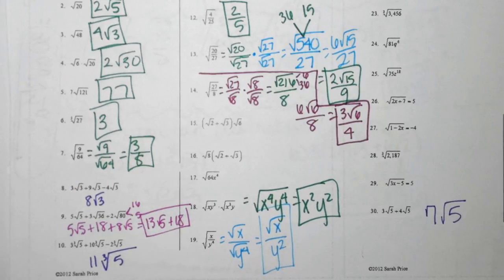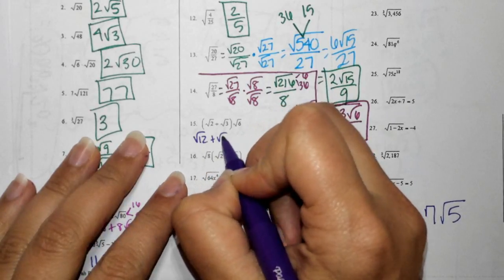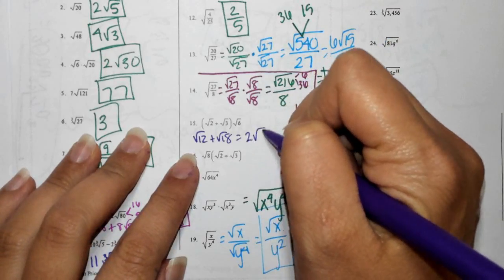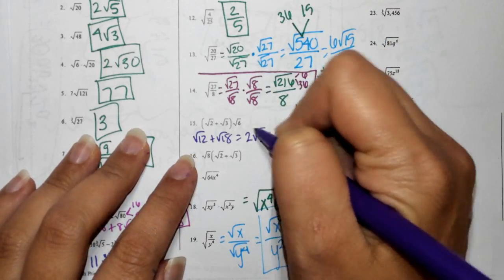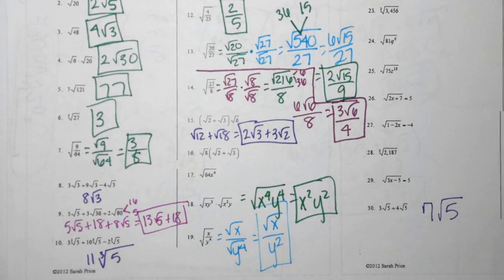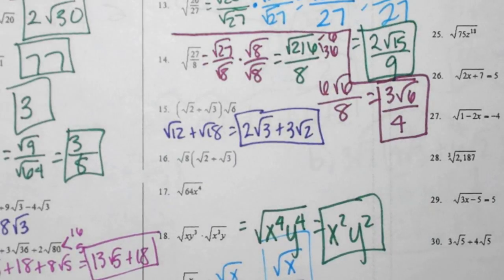Alright, so for 15, did you get root 12 plus root 18? And then you have to break that down, so that's 2 root 3 plus 3 root 2. Can you combine them? No, because they don't have the same radicand. They don't have the same number under the radical, so you can't combine them. Any questions on that?